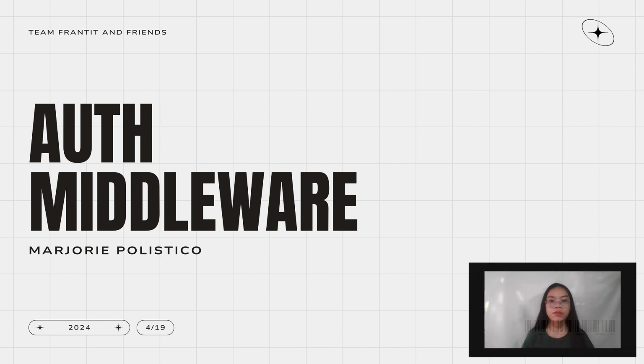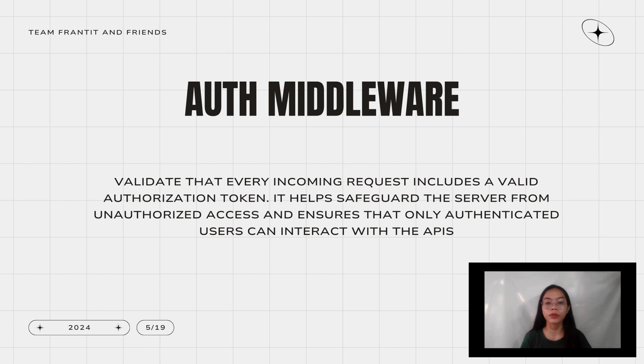Let me start with the first middleware added to our API gateway. Middleware plays a key role in server architecture, acting as a processing layer between the client's request and the server's response. This specific middleware ensures the security of our API by authenticating incoming requests. The purpose of this middleware is to validate that every incoming request includes a valid authorization token. It helps safeguard the server from unauthorized access and ensures that only authenticated users can interact with the APIs.